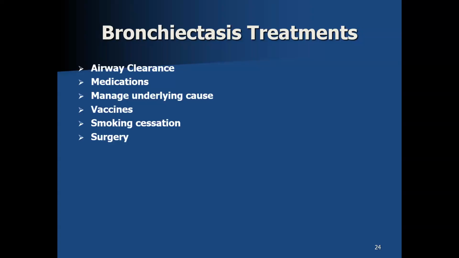You want to manage any underlying causes, identify and treat contributing factors like cystic fibrosis, primary ciliary dyskinesia, which I'll talk about later, immune deficiencies, and allergic bronchopulmonary aspergillosis, with tailored treatments like corticosteroids, antifungals, etc. If they have aspiration or obstruction, treat the underlying source. You'll want to recommend vaccination for prevention against flu and pneumonia.